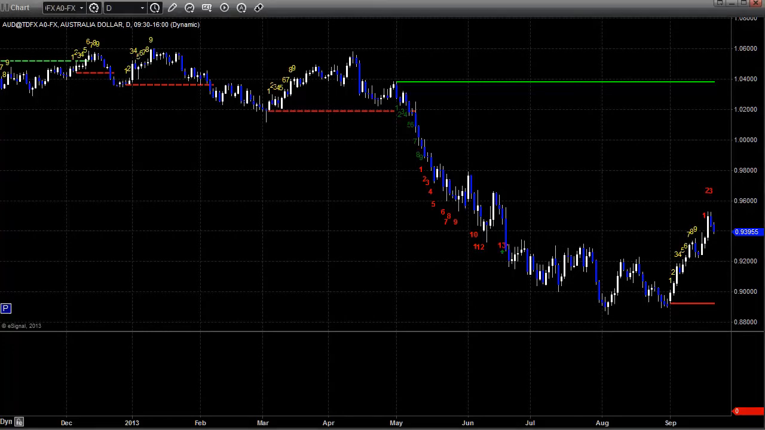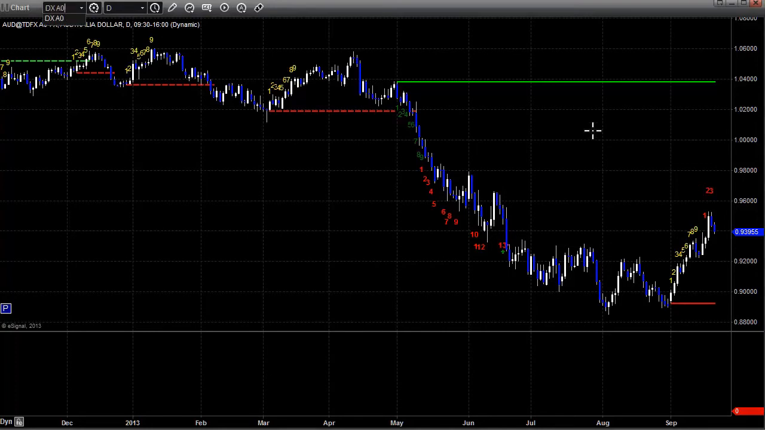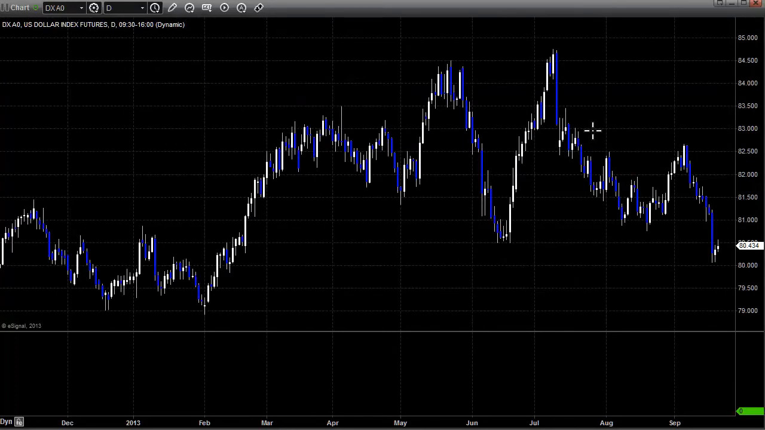Here's a look at the Aussie dollar daily chart. No real reason I'm starting here other than to show you that we have drifted back upwards here. We did see some decline in the dollar this week. Let's jump over to the dollar index itself.